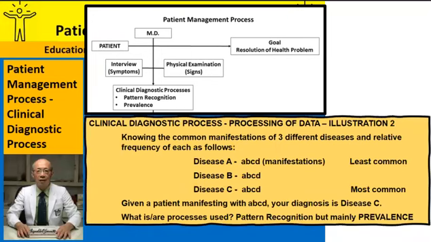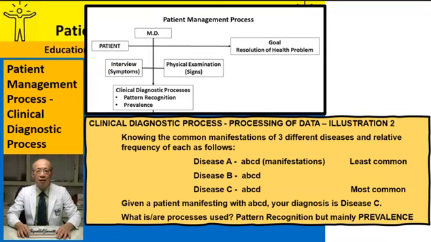Illustration 2, knowing the common manifestations of 3 different diseases and relative frequency of each as follows. This is A, B, C, D manifestations, but the least common. This is B, A, B, C, D, in between in terms of frequency. This is C, A, B, C, D, but the most common.